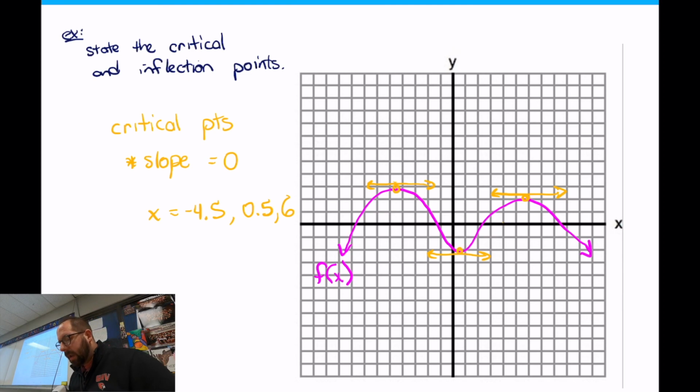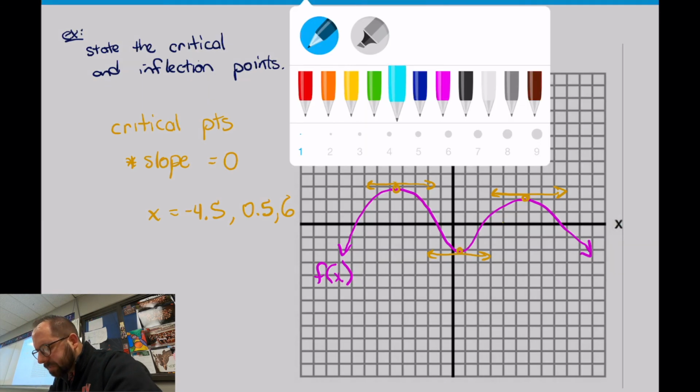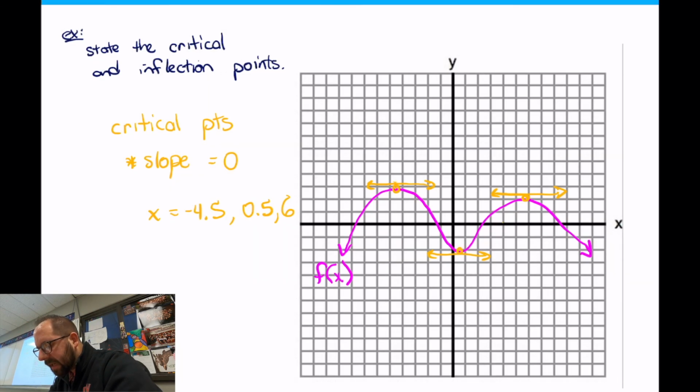Okay. All right. Now, on this one, the inflection point is when it changes from concave down and up. So here's the idea. How I explain concave up and down, I did this last week, last Wednesday. This part over here is concave down. The water would pour out of the bowl. This part is concave up.